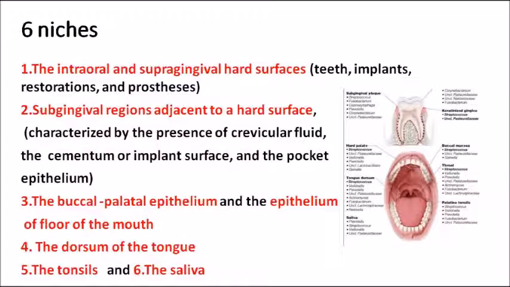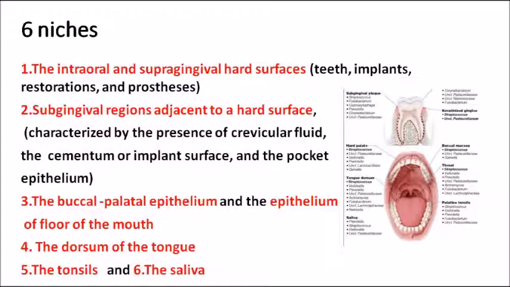One is the intraoral supragingival hard surfaces. Supragingival, it can be teeth, it can be implant, it can be restoration, whatever it is, supragingival. Second is the subgingival regions. So it can be the cemental surface, the implant surface. It has the presence of crevicular fluid and the pocket epithelium.